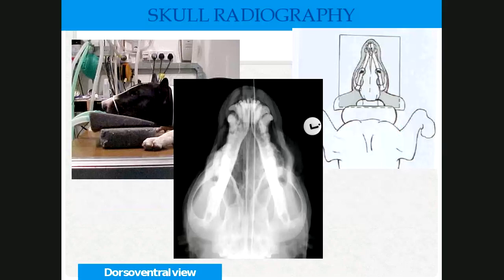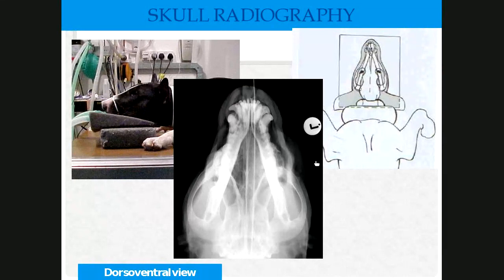So the two most basic views of the skull are the DV and the lateral views. For the dorsoventral view, the patient is placed in sternal recumbency, symmetrically, with the head extended and the hard palate parallel to the cassette. This is achieved with radiolucent positioning aids such as foam wedges and foam pillows, and the aim is to get a symmetrical view so that one can compare bilaterally symmetrical structures.